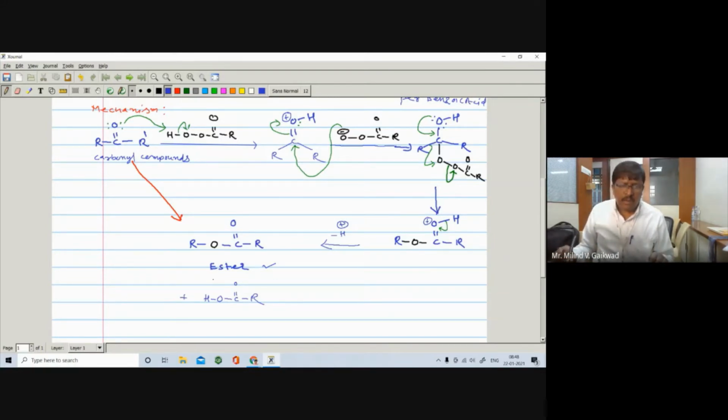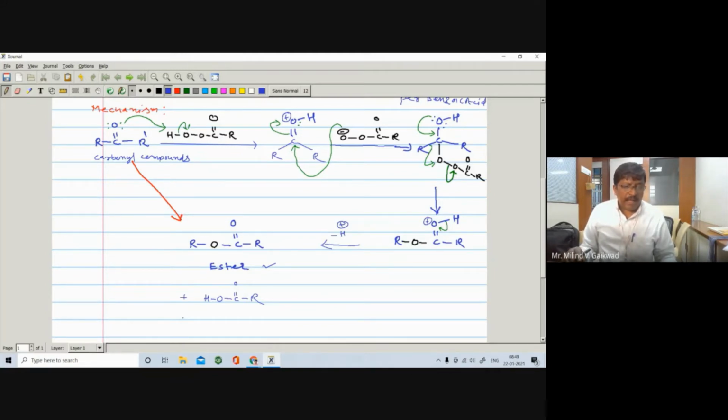The carbonyl compound will convert into the corresponding ester. For example, just replace the R by methyl, and you get another example. If both are alkyl groups and they are the same, then you get the corresponding product. So we can shift any R group; if both are the same, you can shift any group.